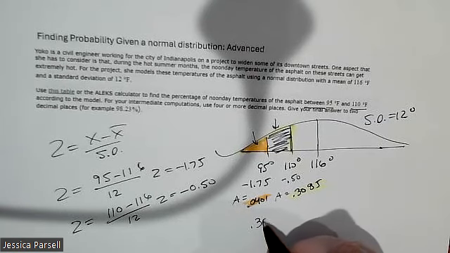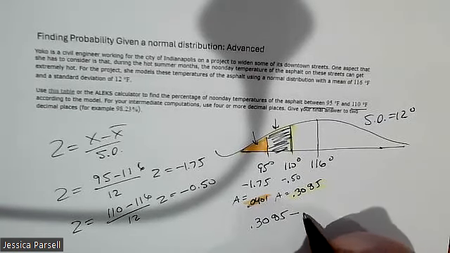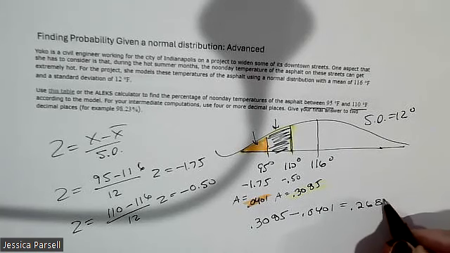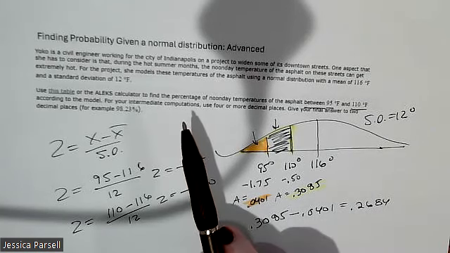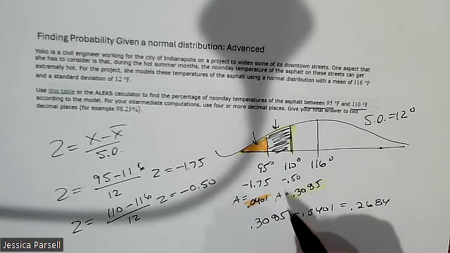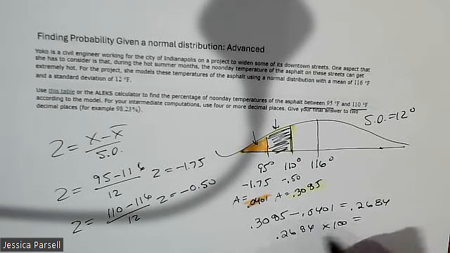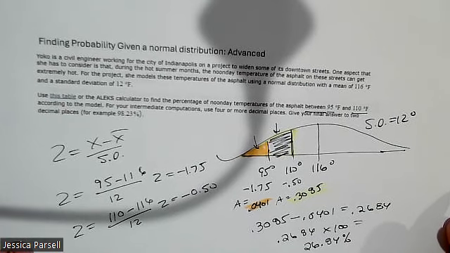So we're going to go 0.3085 minus 0.0401, and we're going to get 0.2684. And remember, they want the percentage, out to 2 decimal places, so you need to multiply by 100. And so we're getting 26.84%. That is the percentage of noonday temperatures of this asphalt between 95 and 110 degrees, according to this model by Yoko.